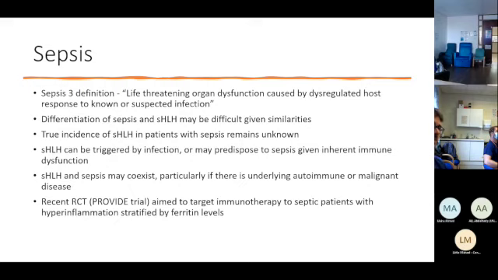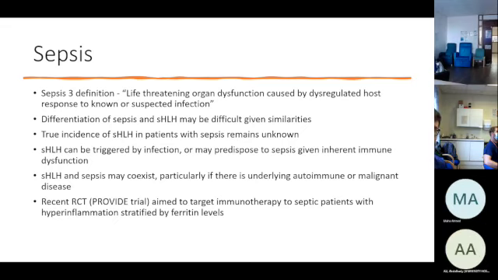SHLH might be triggered by infection, or it might predispose to sepsis because of the thought that there might be some underlying susceptibility in the immune system of these people anyway, and that's something that we think might be true for sepsis also. It might be that in a case SHLH and sepsis are coexisting, especially if it's someone who's got autoimmune disease or is having some malignant disease. So if you're out on a hematology oncology ward, you might very well see SHLH and sepsis in an unwell patient who's immunosuppressed.